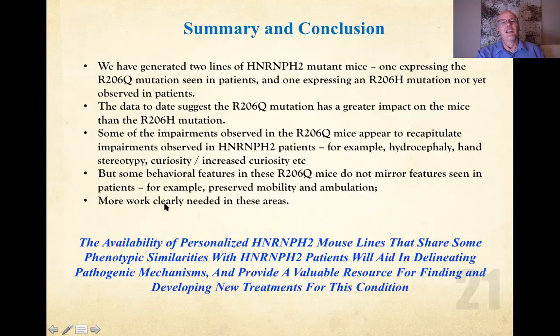I will say clearly that more work needs to be done in all of these areas, and we're in the process of conducting additional assays. Our lab is now reopened from COVID, and this is one of the priorities that's going on. So we think that this is an advancement in the field, and that the availability of these personalized HNR-NPH2 mouse lines that do appear to show some phenotypic similarities to the patients will aid in delineating the pathogenic mechanisms that are associated with this condition, and in doing so will provide a valuable resource for finding and developing new treatments that will effectively improve the quality of life for the patients with this condition.